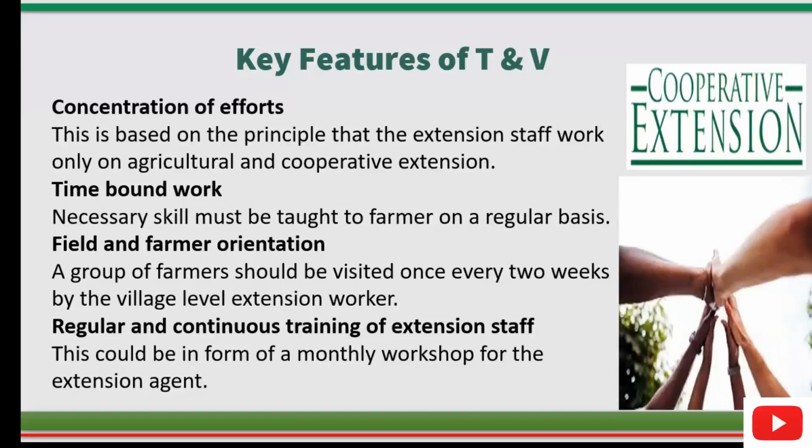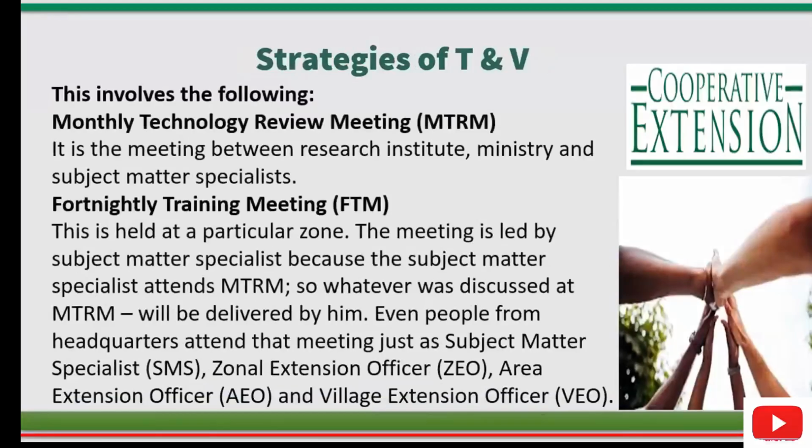Now, another feature of the TMV system is the regular and continuous training of extension staff. The extension staff will have to go through training. This could be in the form of a monthly workshop for the extension agents. Now, what are the strategies with which the training and visit system operates? One is the monthly technology review meeting.